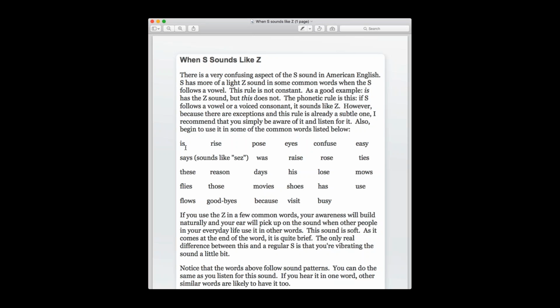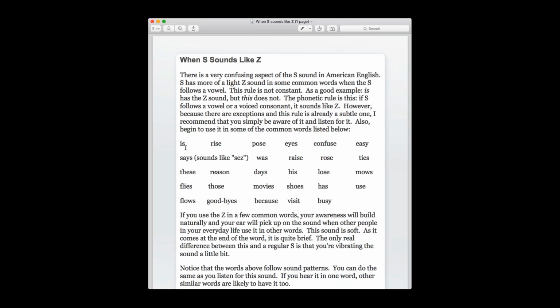Okay, I'm going to stop you real quick. What you feel is too much is too little to me. For you, it feels like you're doing too much emphasis, and I'm thinking I want more. So I want you to practice just really emphasizing, so we can engage that throat and get that strong Z. Is. Rise. Pose. Eyes. Confuse. Easy.